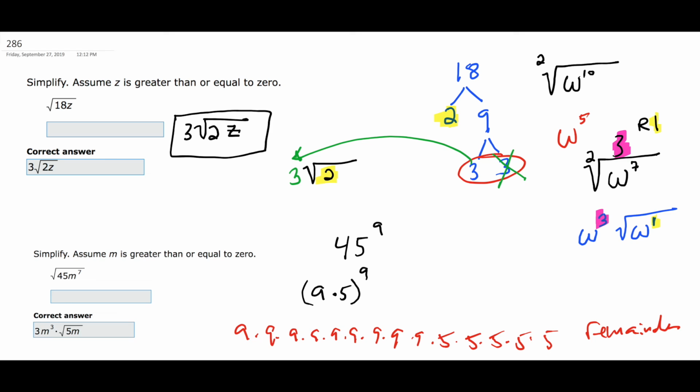1, 2, 3, 4, 5, 6, 7, 8, 9. For every pair you have, 1 comes out. For every pair, you can do it like that. That's one way to do it.